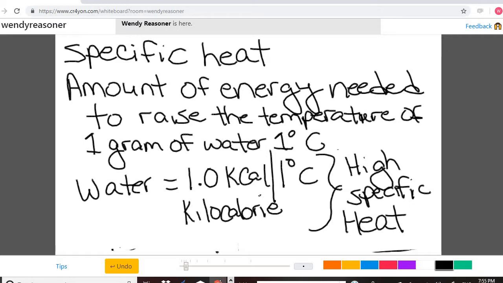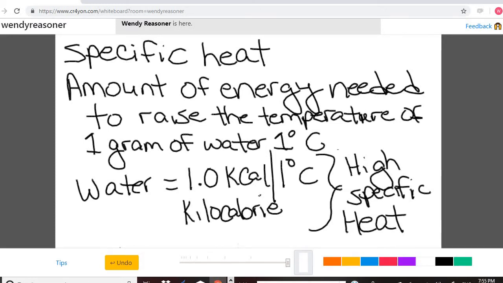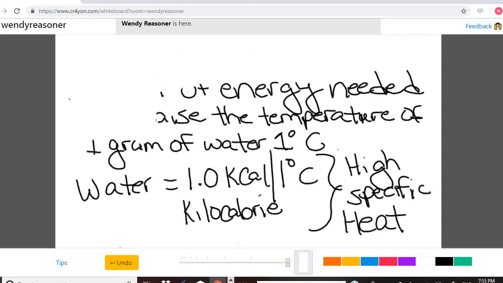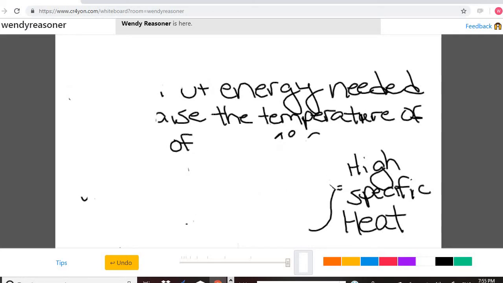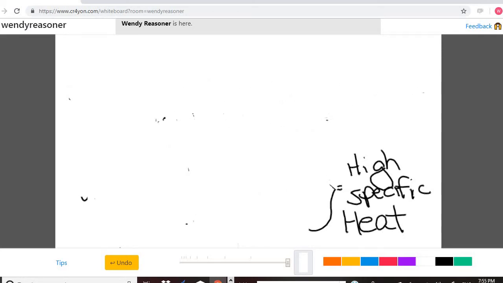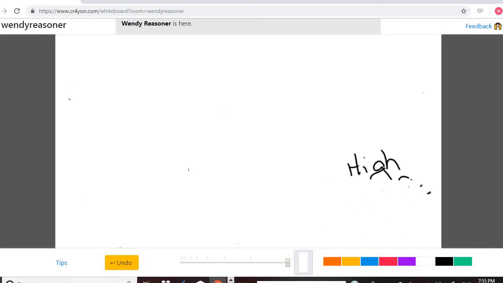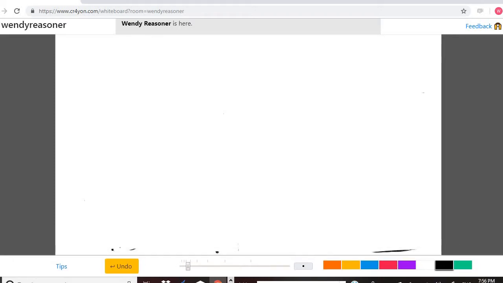So why is that important? That is important because since it takes a lot of energy to either heat up or cool down water, that means that water maintains a much more stable temperature than some other substances would. So the temperature of water doesn't change very quickly, so that the water environment stays pretty constant. And that is, again, important for maintaining life of organisms that live in the water.